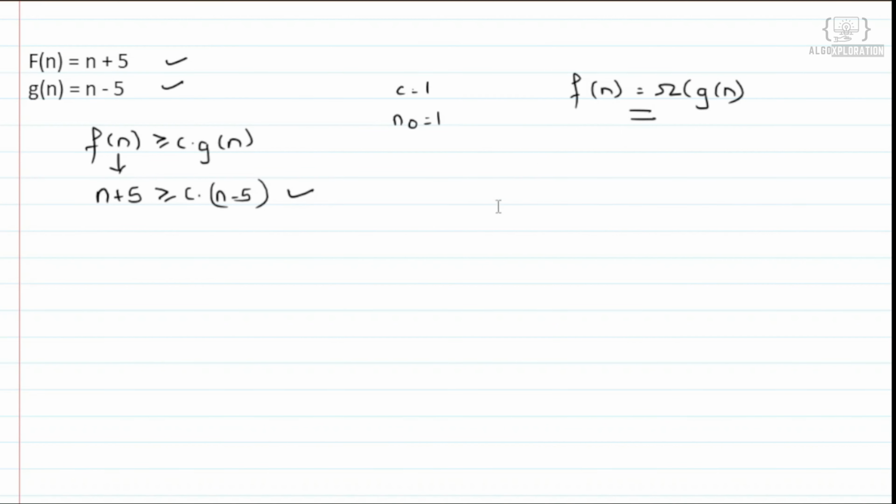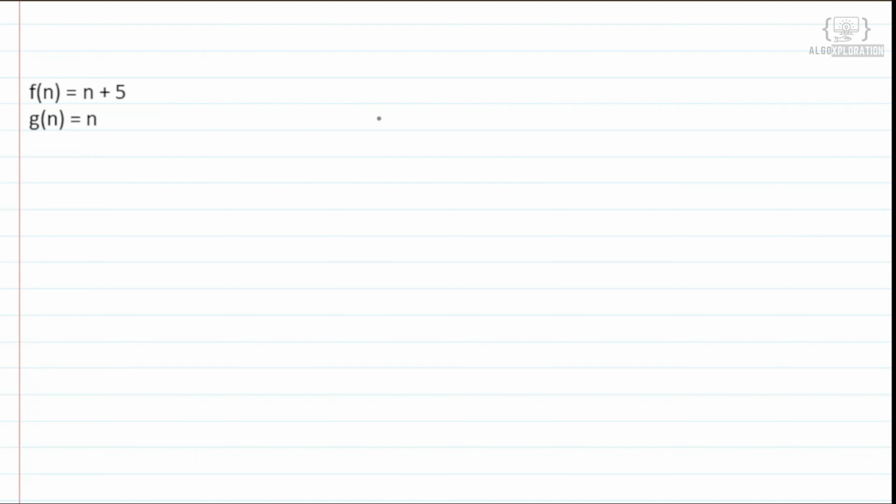Let's calculate the next question. Here f of n is n plus 5 and g of n is n. We can see that for this condition, f of n should be greater than or equal to c into g of n. F of n is actually bigger, or we can say larger, than g of n. So therefore we can say that f of n is equal to omega of g of n.